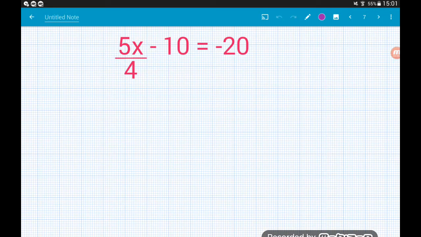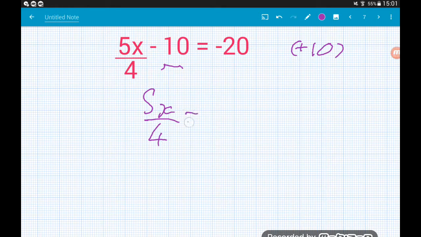Okay, 5x over 4 minus 10 equals minus 20. So again, let's move this bit first. So to move a minus 10, we're going to add 10 to both sides. And that's going to leave us with 5x over 4 equals, now minus 20 add 10 is going to take us up to minus 10.